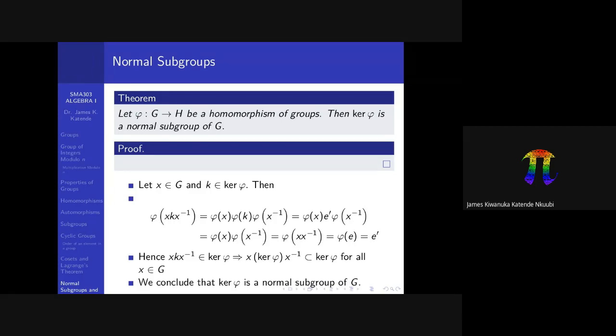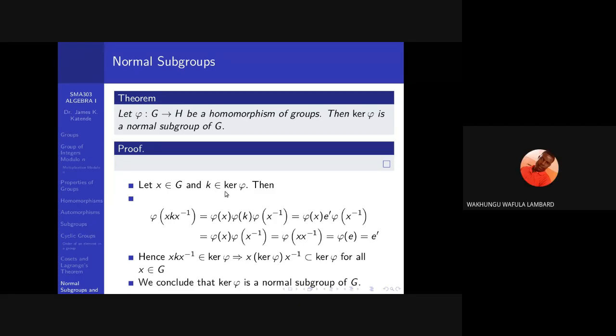Any questions? Does it mean that phi of k is the identity element, the image of the identity element, in the phi of xkx inverse? If the element is in the kernel, what happens to it when you map it using this map? What is the image of that element under this map? If it's in the kernel, where is it sent?